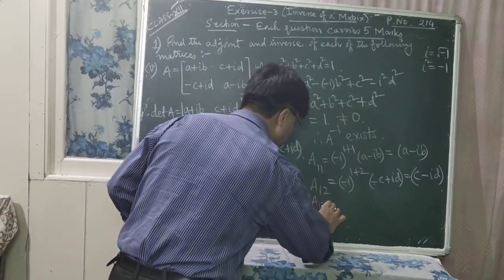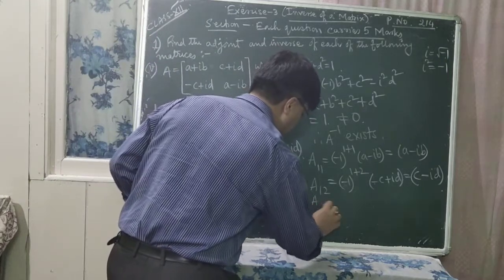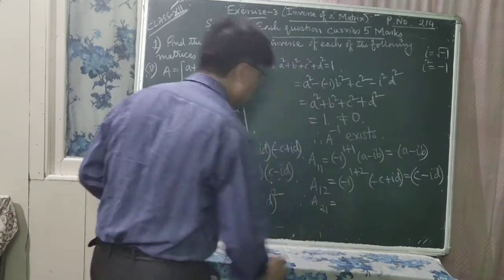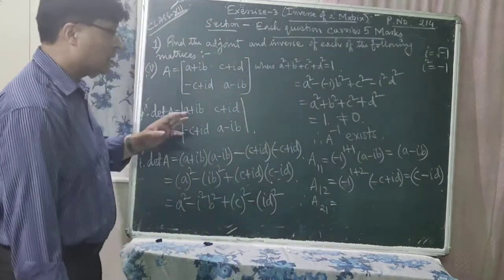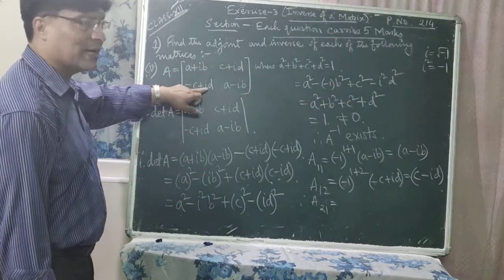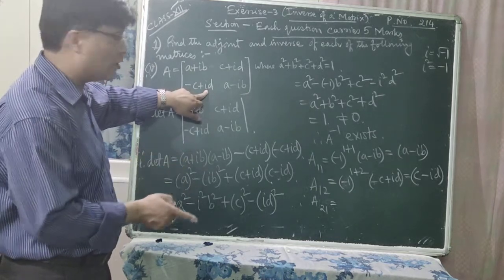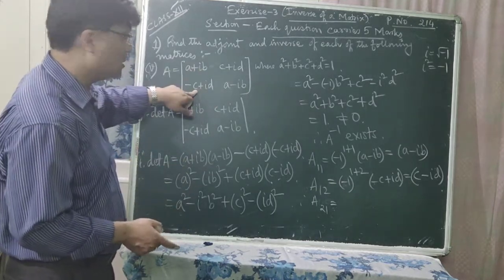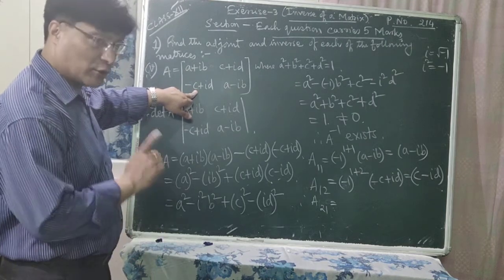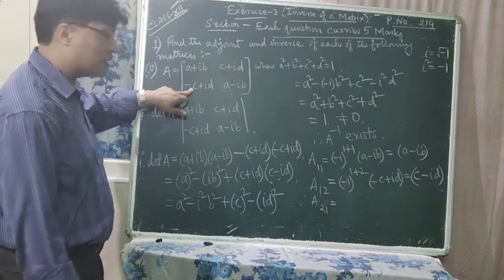Therefore, A13. Oh, not A13, sorry. It should be A21. That is second row and first column. That means which element is to be considered? That is minus C plus iD. That is the element in the second row and the first column. Second row and first column, this one. So how can you get its cofactor? How can you get the cofactor of minus C plus iD?